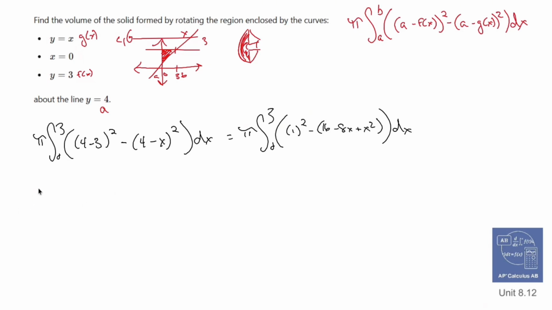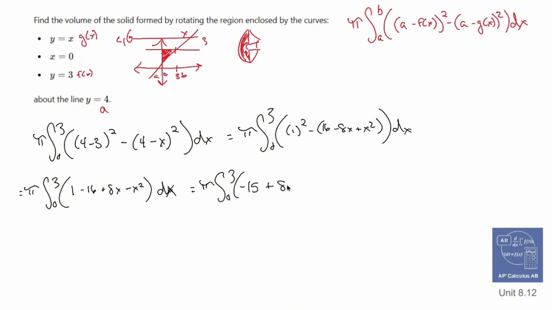Distribute that negative. So pi integral from 0 to 3 of 1 minus 16 plus 8x minus x squared dx. Pi integral from 0 to 3, combine like terms: negative 15 plus 8x minus x squared dx. I haven't even integrated yet. That's the fun part about this problem. But here I go. Now I can integrate.